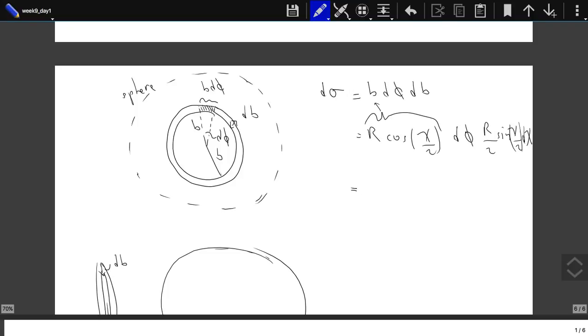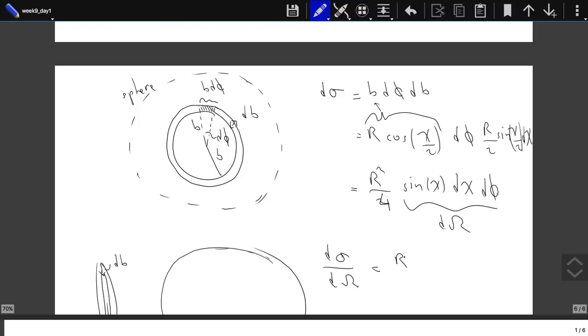Okay, so let's come back over here. This is r squared over 2, r squared over 4, sine of chi, d chi, d phi. But this is nothing but my solid angle. This is how I define the solid angle. So the d sigma over d omega is equal to r squared over 4. This cross-section is constant in this example.